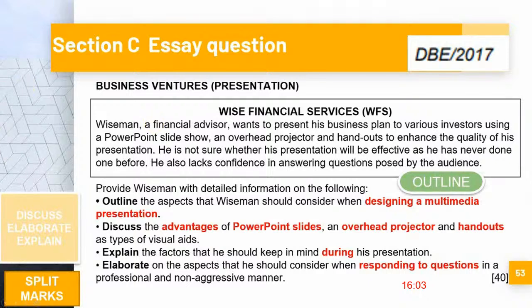Let's look at all the bold letters it says. Outline the aspects, double ticks over there, when designing a multimedia presentation. Discuss the advantages of PowerPoint slides, an overhead and a handout. Now take note, they didn't say impact. They very specifically asked for advantages. The cognitive verb discuss, explain, elaborate, that is split marks. We know that by now.